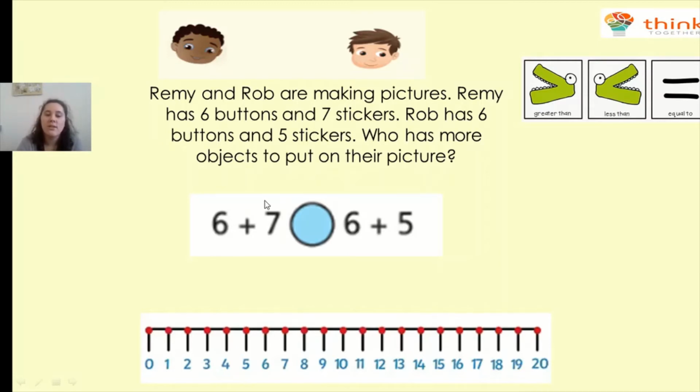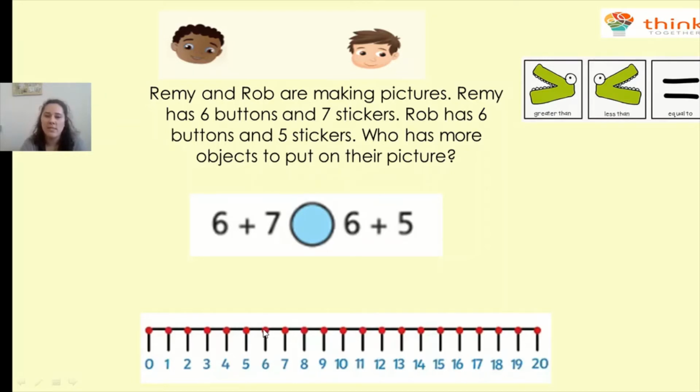6 plus 7 for Remy's 6 buttons and 7 stickers, and 6 plus 5 for Rob's 6 buttons and 5 stickers. Now, the first thing we're going to need to do here is work out the answers to 6 plus 7 and 6 plus 5 so that we can compare them. We'll begin by working out the answer to 6 plus 7. You might see we have a number line below us to help. The first thing we need to do is find 6 on the number line. So let me look for it. Here we go. We've got 6.